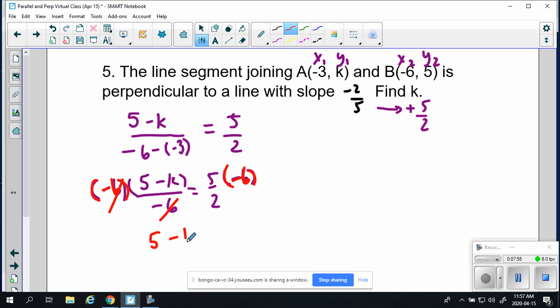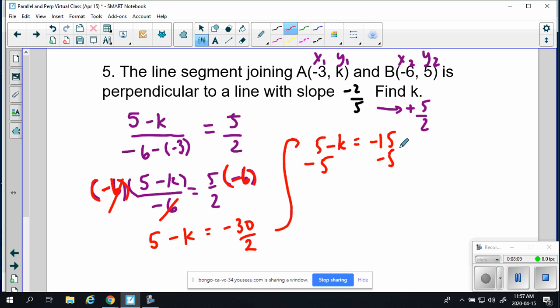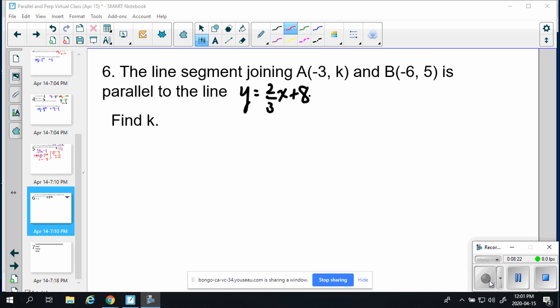And we have 5 minus k is equal to negative 30 over 2. And then we can say that 5 minus k is equal to negative 15. So negative 5, negative 5. Those 5s are dead. Negative k is equal to negative 20. So k is equal to 20.